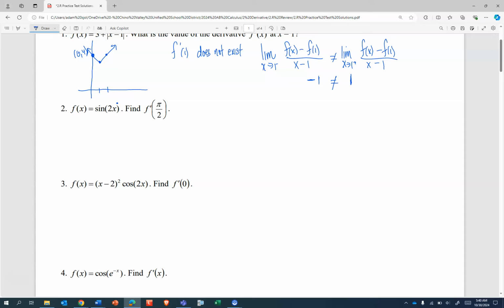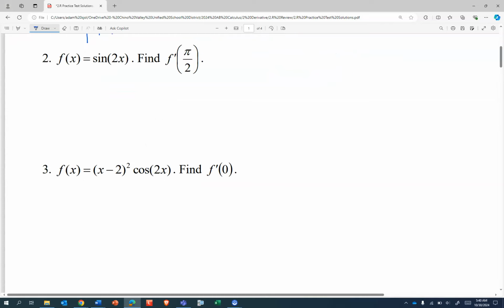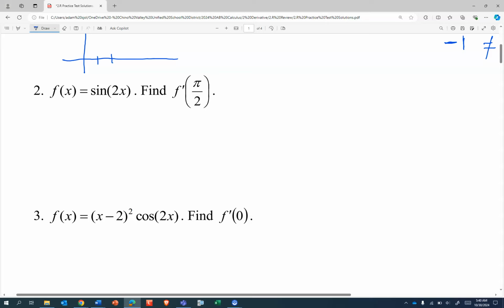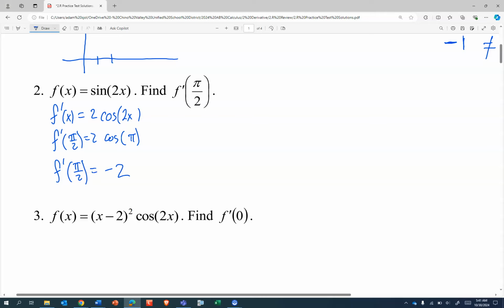A little more straightforward on problem number 2. Find f prime of pi halves. So we have to find f prime of x first, or at least we should. And f prime of x, well, the derivative of sine is cosine, still of 2x, chain rule times 2. So f prime of pi halves is 2 cosine of pi, and cosine of pi is negative 1. So f prime of pi halves is 2 times negative 1, negative 2.